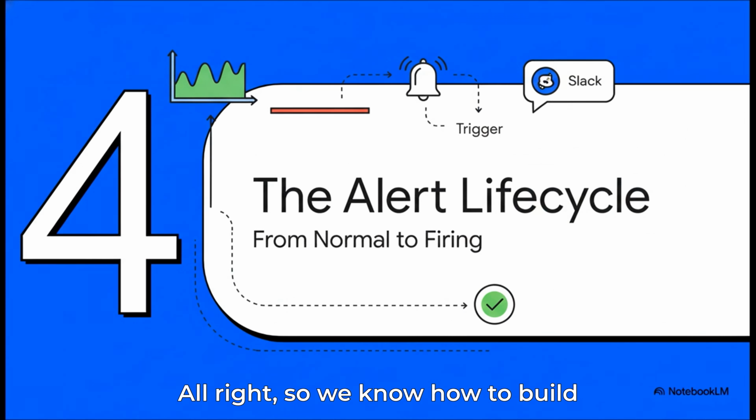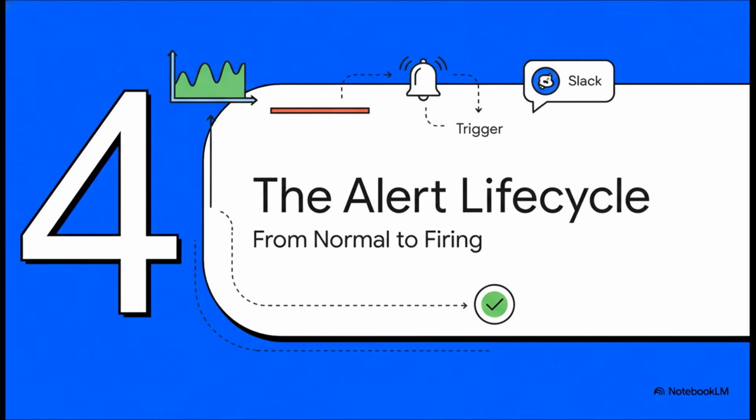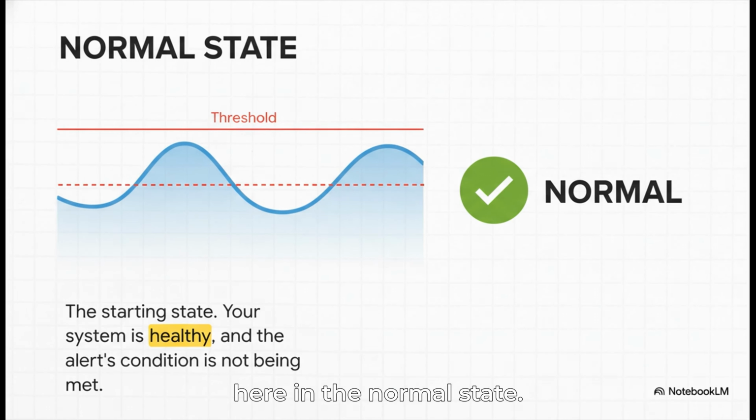All right, so we know how to build them and we know where to send them. But what actually happens behind the scenes when an alert's condition is met? Let's follow the journey, the life cycle of an alert, because understanding this is key to getting everything tuned just right. So everything starts here, in the normal state.